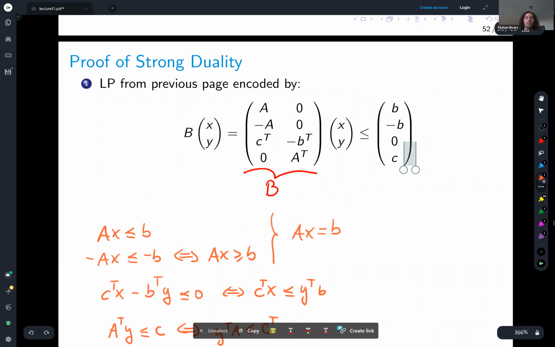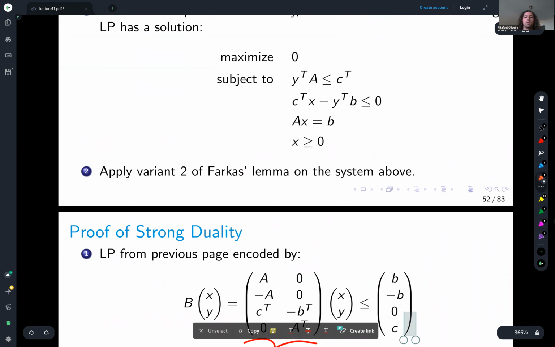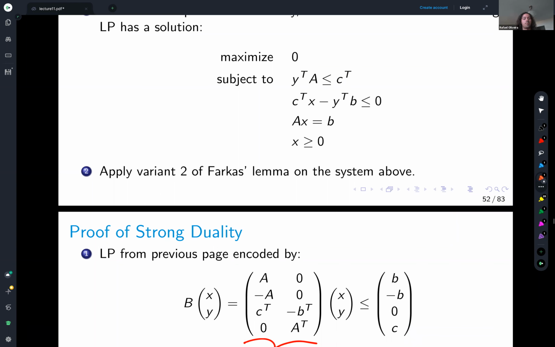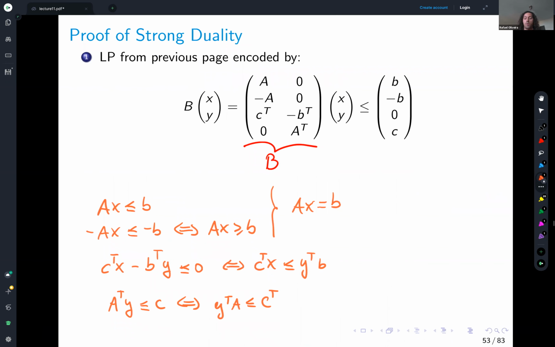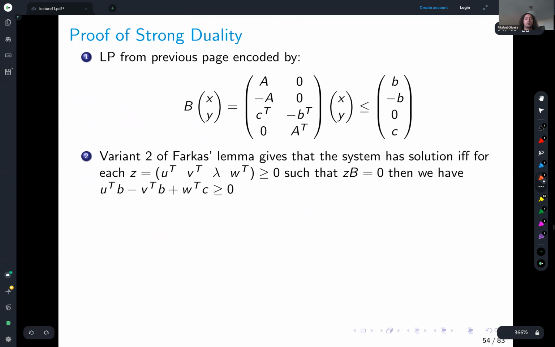So you can see that all the four inequalities that we had here, so we had one inequality, two inequality, and then this is the fourth. The first two inequalities are encompassed as this equality. Okay, so we can encode this linear program as the following linear program, and of course we're requiring that X is non-negative. All right, so what does variant 2 of Farkas lemma tell us?